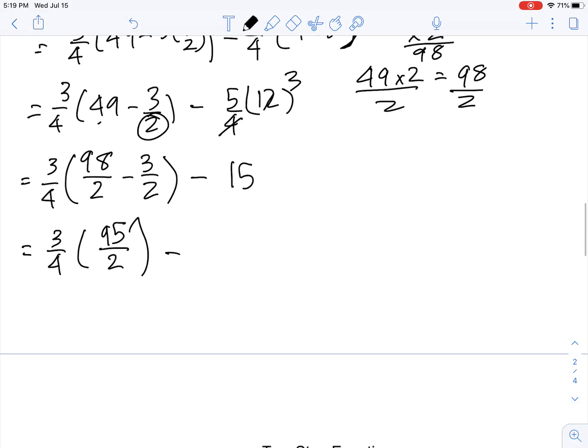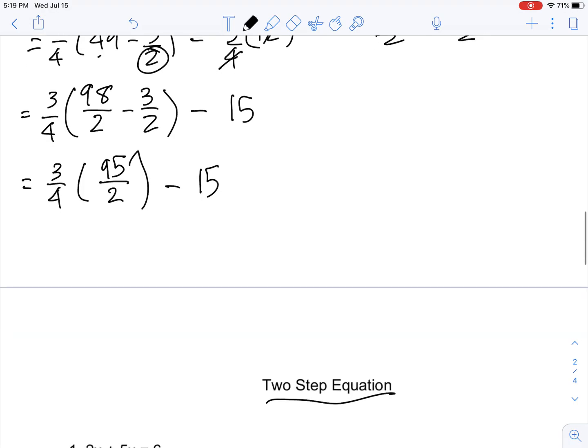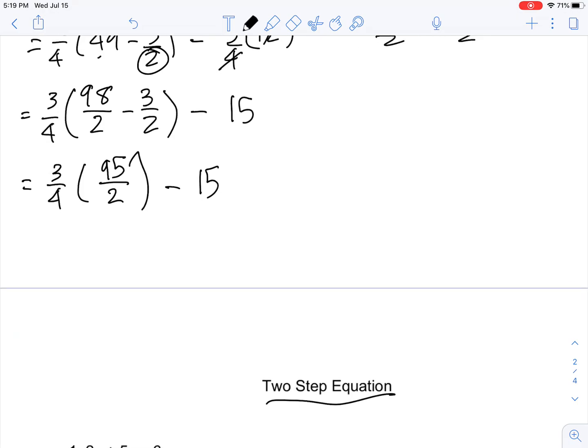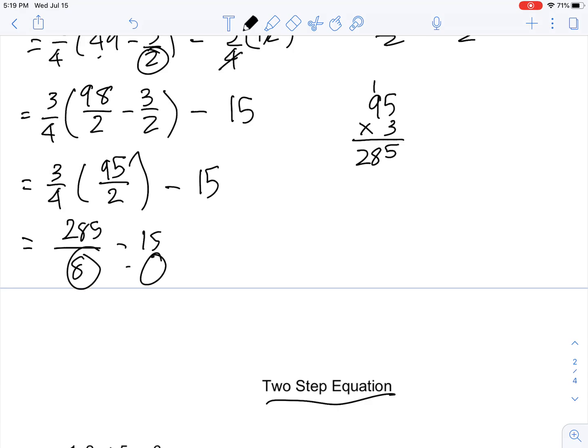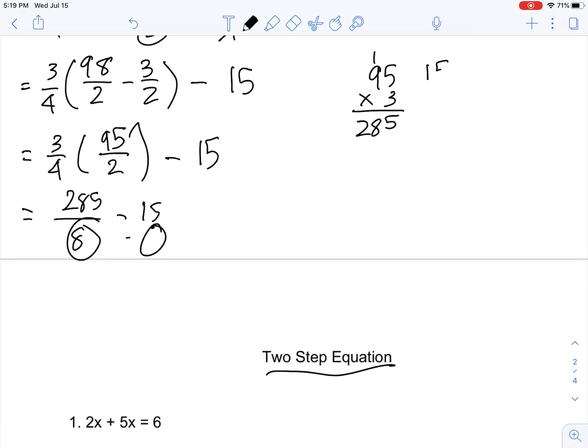Over 2 minus 15. So we multiply them all together, and we get 4 times 2 is 8. 95 times 3 is 285. 285 minus 15. Now we want to share the same denominators so we can combine them together. So what we have to do is multiply 15 by 8. So 8 times 15 is 120.